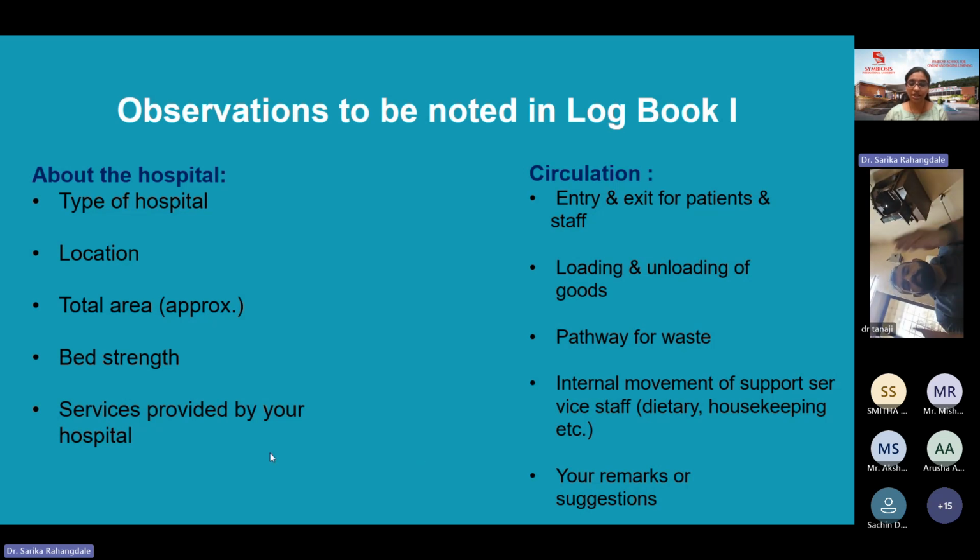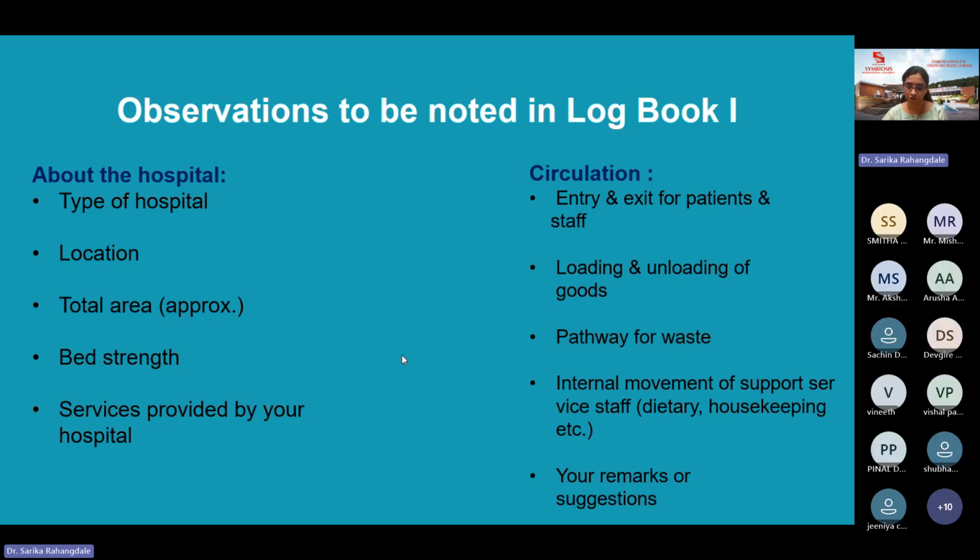So the second is circulation. Circulation means circulation of crowd or traffic in the hospital. Here we will talk about the entry and exit of patients and staff. Is there a separate entrance and exit for the patients, or does that hospital have the same entrance and exit? You need to see how the crowd is managed outside the hospital.